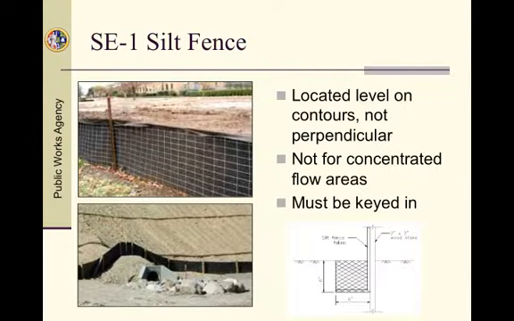First one I want to identify is just SE-1, which is the nomenclature from the CASQA BMP handbook, and this is for silt fence. This is a standard BMP that's placed on many sites, and I just wanted to go through a couple issues with them. For instance, they need to be located on level contours, not perpendicular to contours, and they're not for concentrated flow areas. They're not heavy enough or durable enough to withstand high flow rates, so they're more used for perimeters. And in the bottom right, you'll see the picture showing that it really needs to be keyed in.